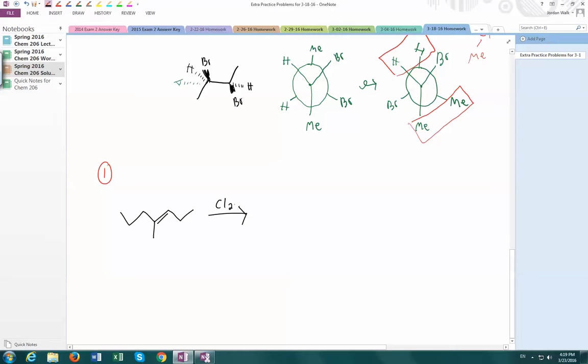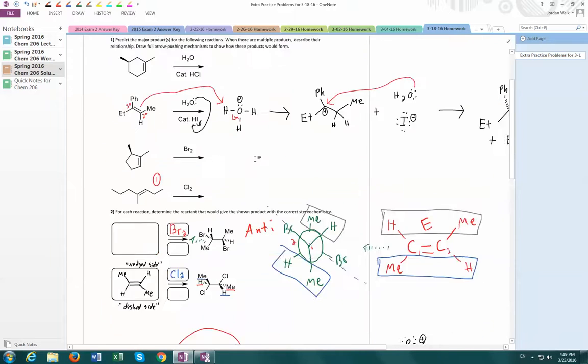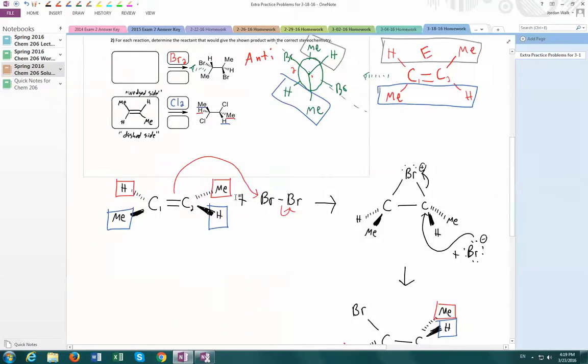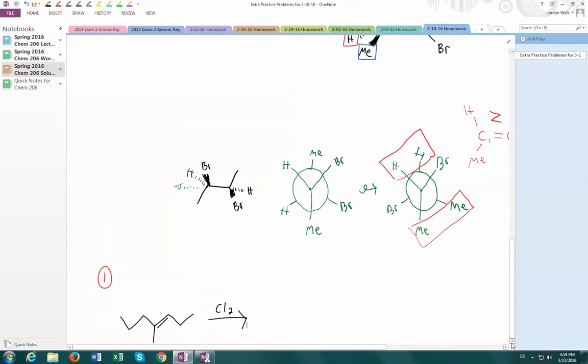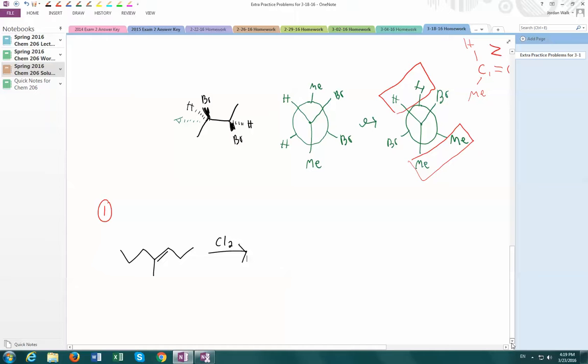Again, the same mechanism. We know we're going to have what kind of stereochemistry? It's going to be syn, right? Did I ask you to draw mechanisms for this? Why is it going to be what? Did I say syn? I meant anti. I'm so sorry. I'm glad that you panicked, though. That's good.